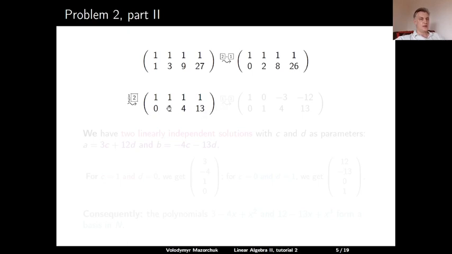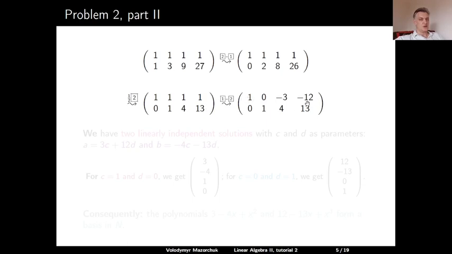And now we have 1 here in row 2, column 2. We can use it to eliminate all other elements in its column. So we subtract row 2 from row 1. Row 2 remains the same, and row 1 becomes 1 minus 0 is 1, 1 minus 1 is 0, 1 minus 4 is minus 3, and 1 minus 13 is minus 12.